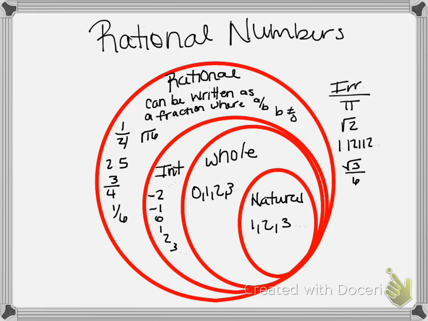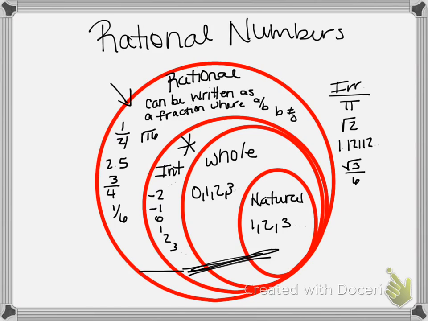And then integers is the next circle. This is the first place that you start to see negative numbers. And then rational are the numbers right here, okay? These numbers can be written as a fraction, as a over b, where b does not equal 0. So rational numbers are fractions. One way to say it is that they are all these: natural numbers, whole numbers, integers. All of these are rational numbers.